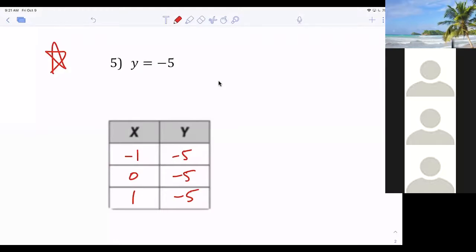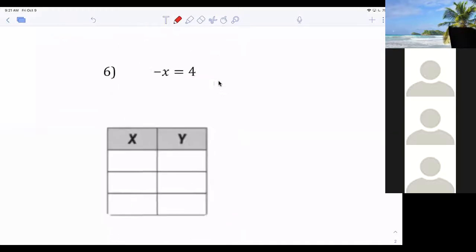Make sure you know that. Make a note right there. Y equals is always a horizontal line. Always a horizontal line. And it goes through the Y value at -5. Should be kind of obvious. All right, happy with you guys.